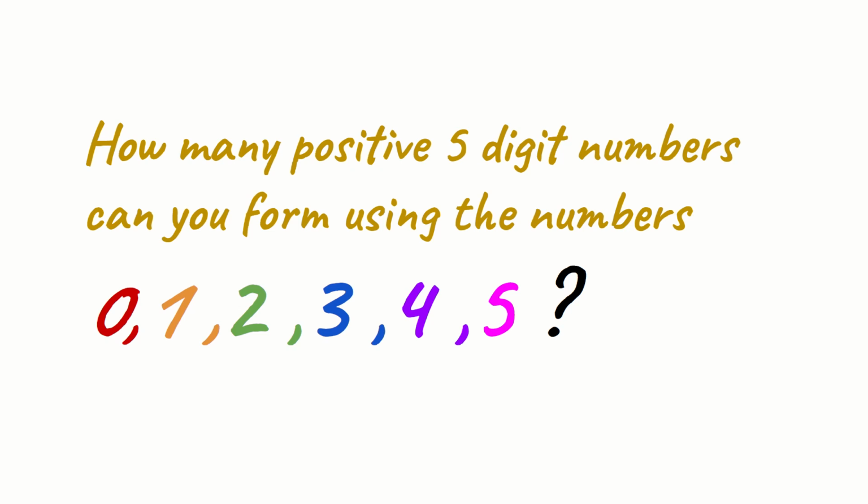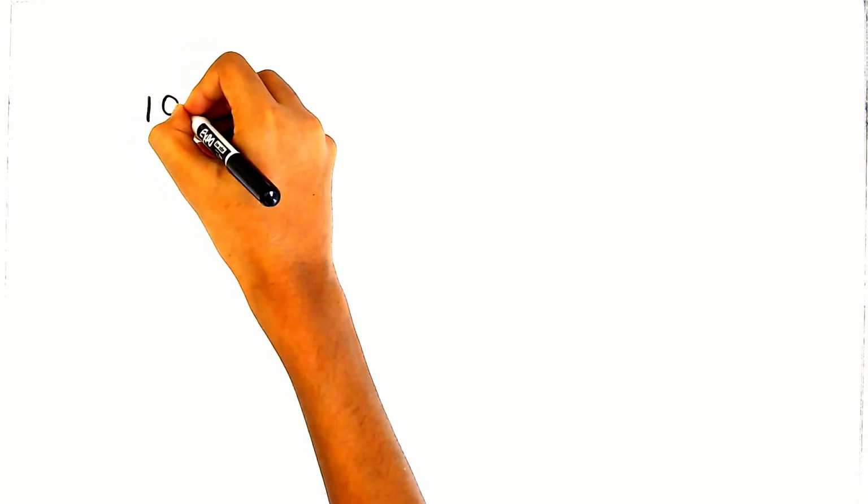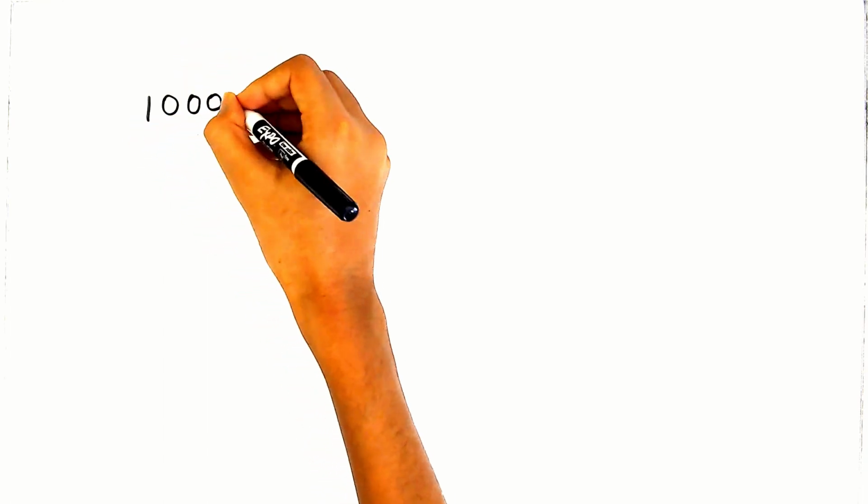So the problem is, how many positive 5-digit numbers use the numbers 0, 1, 2, 3, 4, 5? Let's find out! Okay, so now here, what's the lowest number we can get with these numbers? It's 1, 0, 0, 0, 0. So that's the lowest positive 5-digit number we can get with these numbers.